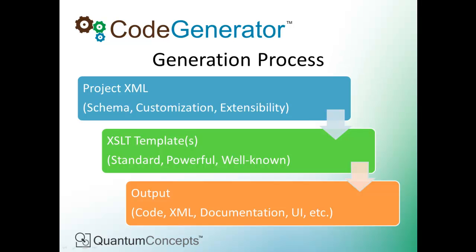Bringing it all together, here's how the generation process actually works. As I mentioned before, your entire project is stored in XML format. This includes the schema, your customizations, and the extensibility that you've built in. The project XML is then transformed via your XSLT templates. This provides a standard, powerful, well-known templating mechanism. Finally, the transformation results in the output of your code, XML, documentation, UI, test cases, etc. It's all very simple, but very powerful.